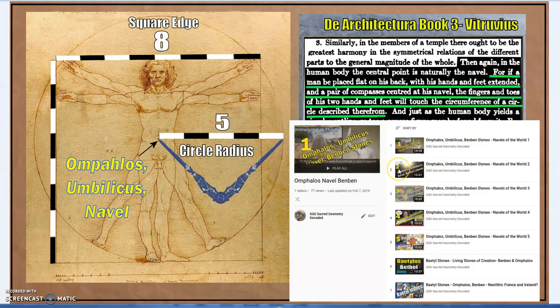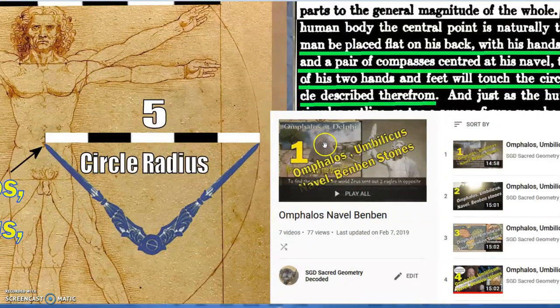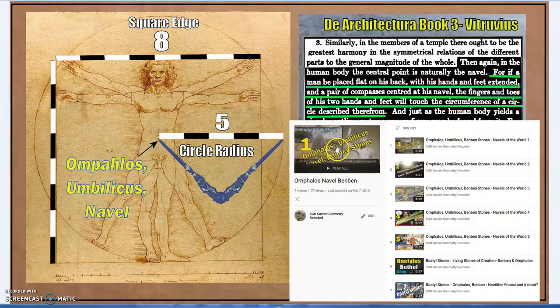So another name for the umbilicus or navel is Omphalos. There we see Omphalos. But this was an important feature in the ancient world. Omphalos, Benben, umbilicus, navel stones would mark the center of the world. For instance, in the center of Rome, the Roman world, there was a navel stone. At the Temple of Apollo in Delphi, which was considered the center of the Greek world, there was an Omphalos stone. And this is similar to Betel stones or to Benben stones as well.